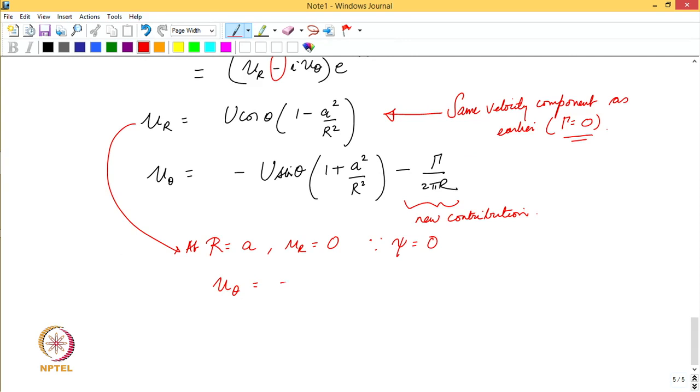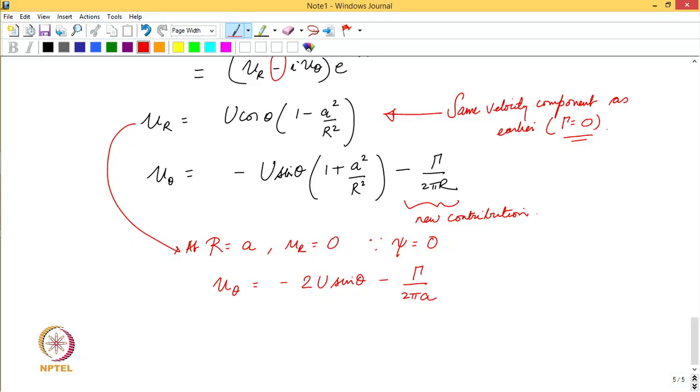U theta will become minus 2u sin theta minus gamma by 2 pi a. Okay. So, it is a function of theta, but it has this additional term. In the previous case, we saw this was just minus 2u sin theta. All right. So, this is the flow field.